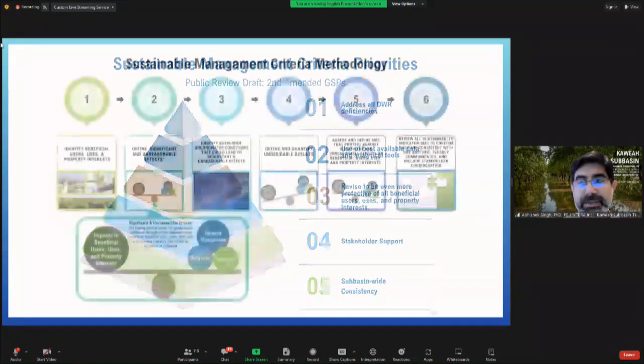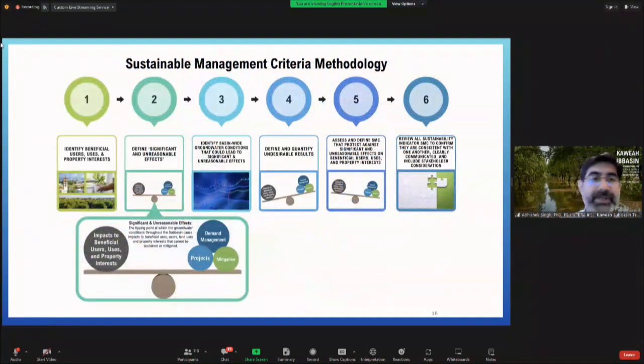So this slide shows the guiding principles. Actually, if you could go to the previous slide, the pyramid. Sorry about that.